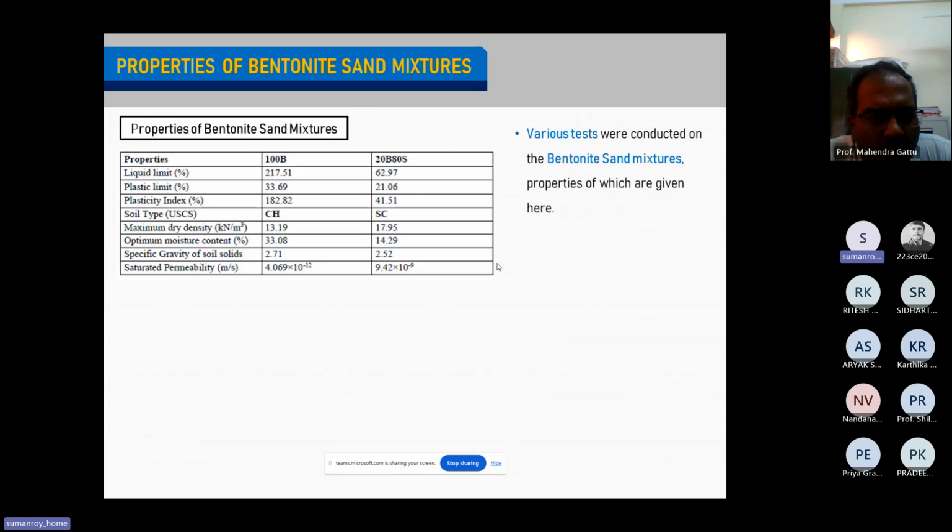High plasticity soil means that its volume change, its settlement, its desiccation will be extremely high. Okay, and its permeability, as you can see, will be extremely low.